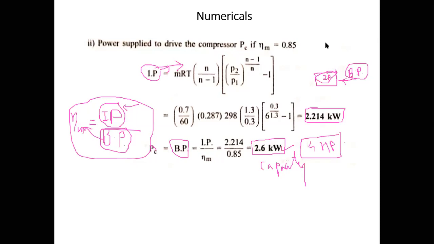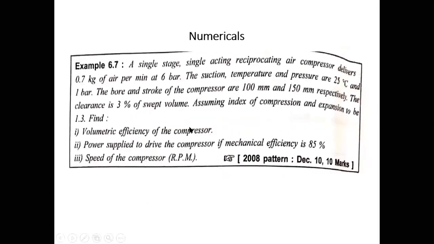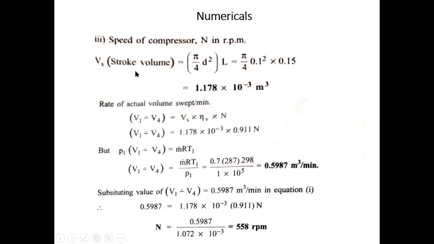Now the next thing they have asked is the speed of the compressor. Now we have to find out the speed at which the compressor runs. Before going to the speed of a compressor, I will just repeat the formula of volumetric efficiency. The volumetric efficiency, beta volumetric, is nothing but V1 minus V4 upon stroke volume. That is the actual volume swept inside the cylinder to the stroke volume or theoretical volume. That is nothing but the volumetric efficiency.